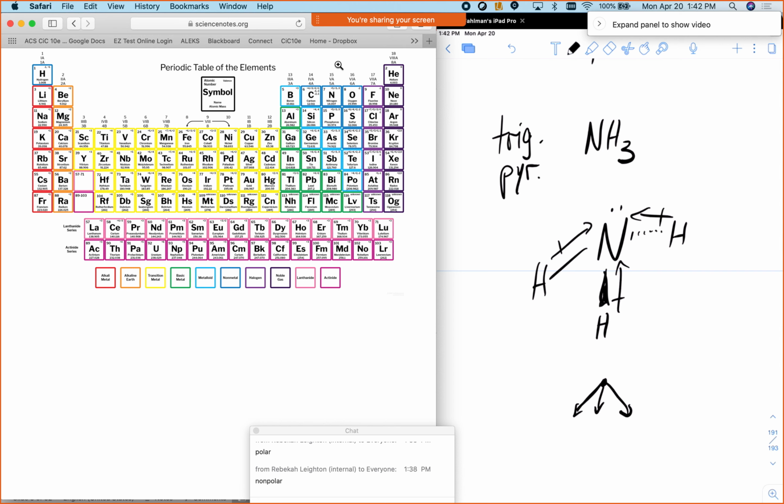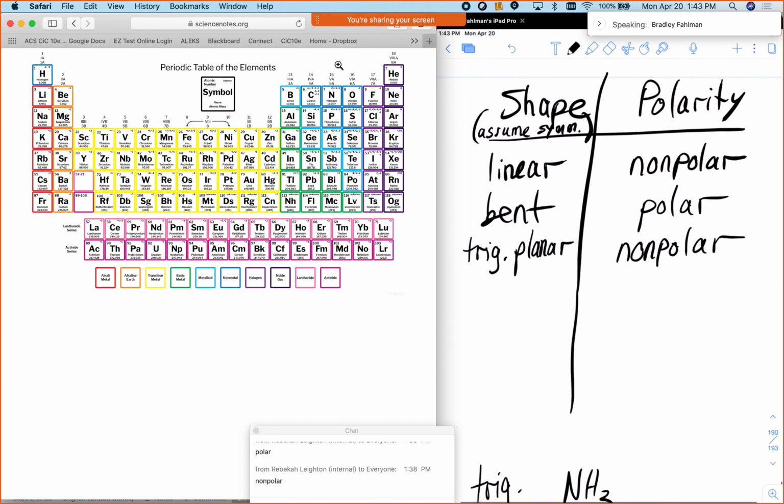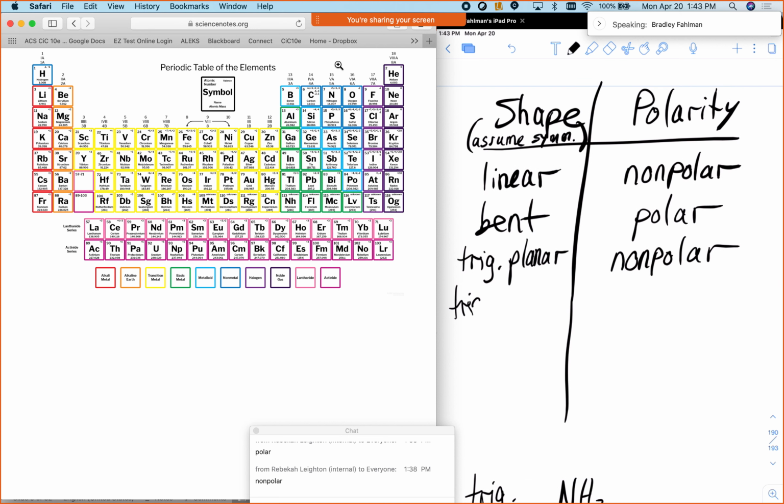This one's maybe harder to visualize. In this case, they no longer cancel. If you pull along each of these legs of a tripod, you're going to move the tripod. The whole tripod is going to go down that way. So they don't cancel anymore, and that means the trigonal pyramidal is polar.